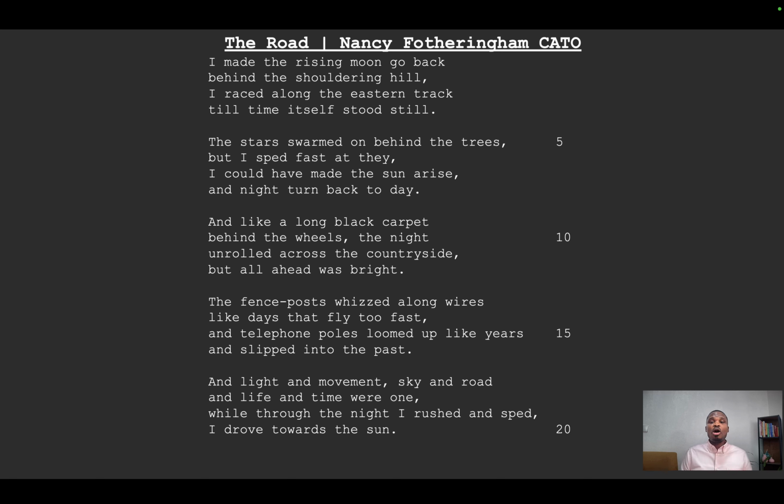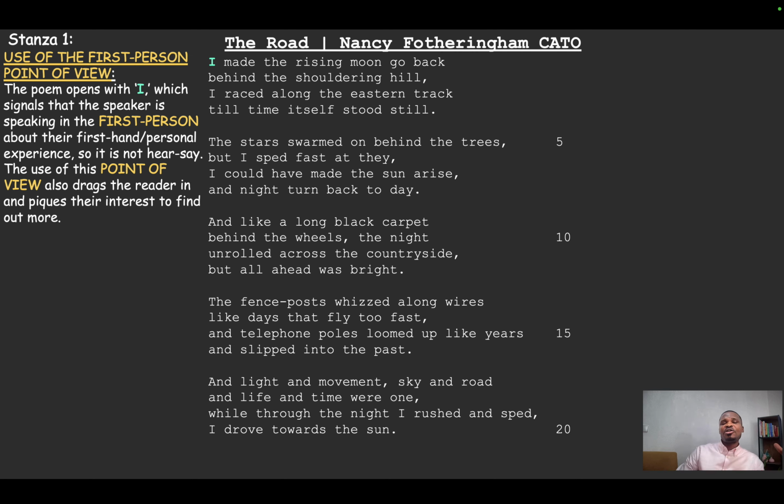And like a long black carpet behind the wheels, the night unrolled across the countryside, but all ahead was bright. The fence posts whizzed along wires like days that fly too fast, and telephone poles loomed up like years and slipped into the past. And lights and movement, sky and road and life and time were one. Why, through the night I rushed and sped, I drove towards the sun. It's quite a fascinating read.